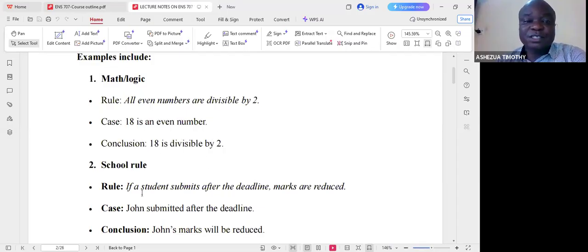Another example is that if a student submits after the deadline, marks are reduced. So, John submitted after the deadline. The conclusion is that John's mark will be reduced. So you start from a theory or a general perception, then you narrow it down to a conclusion.